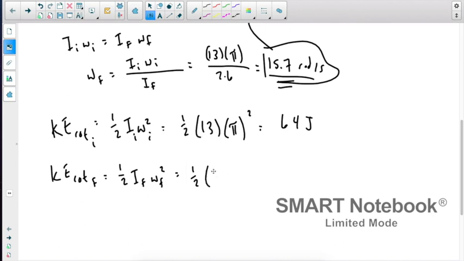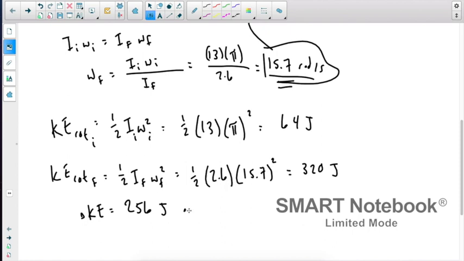His final rotational inertia was 2.6. His final angular velocity was 15.7. And oh yeah, if I square that, I'm definitely going to get a bigger value here, aren't I? 320 joules is the answer. So his change in kinetic energy would just therefore be the difference, final minus initial. So 320 minus 64, 256 joules of energy were added to the system.